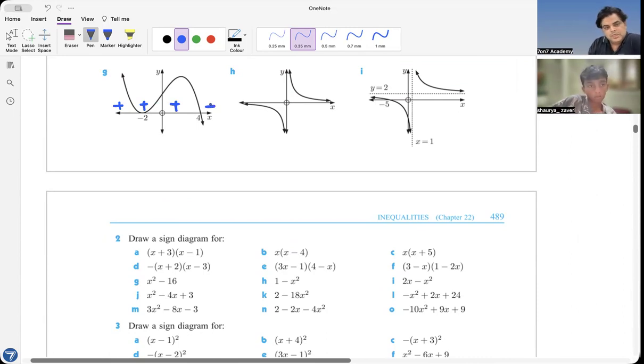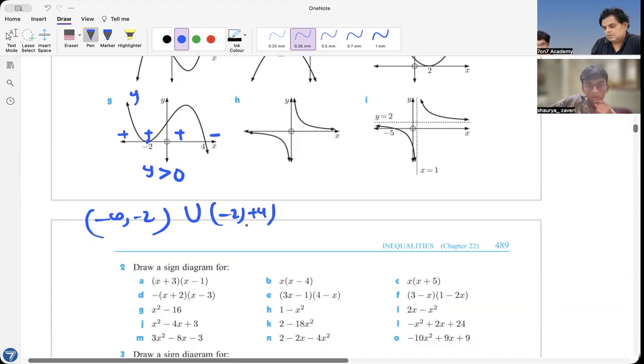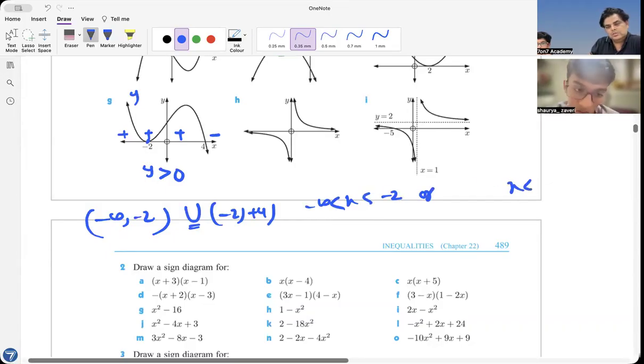Okay, if I'm saying in this question this is the y value, solve y is more than 0, then what will you say? That's 4 now, so it's less than 4. Why? Because it's 0, so it won't include it, right? x is less than 4 and greater than 0. You write minus infinity to -2. Agree? Minus infinity to -2 or -2 to plus 4. Okay? So what is U? U means or. So if you write x in the interval minus infinity to minus 2, or x in between minus 2 to plus 4.